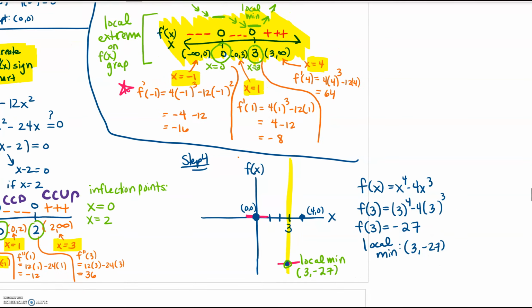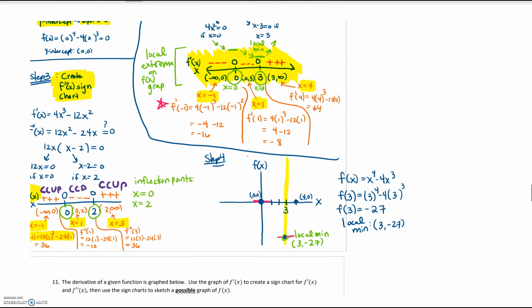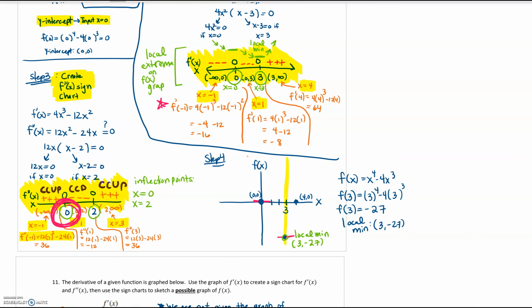Okay, and now I'll use my second derivative sign chart to locate any of the inflection points and then draw the shape of my graph. So my first inflection point was when x equals 0. Again, that has to be at the origin. We've already calculated the output when x equals 0, 0, 0. So that's going to be an inflection point, but I need to locate this inflection point when x is 2. So let's go ahead and do that.